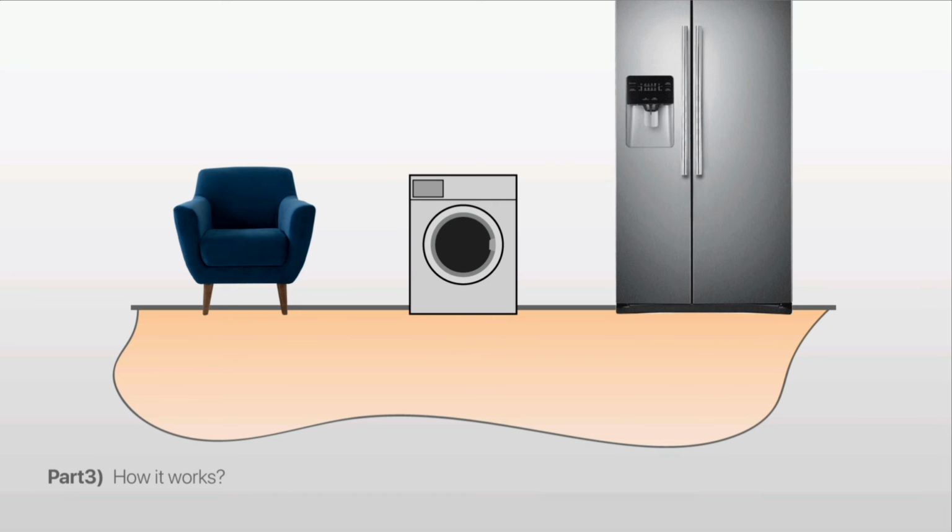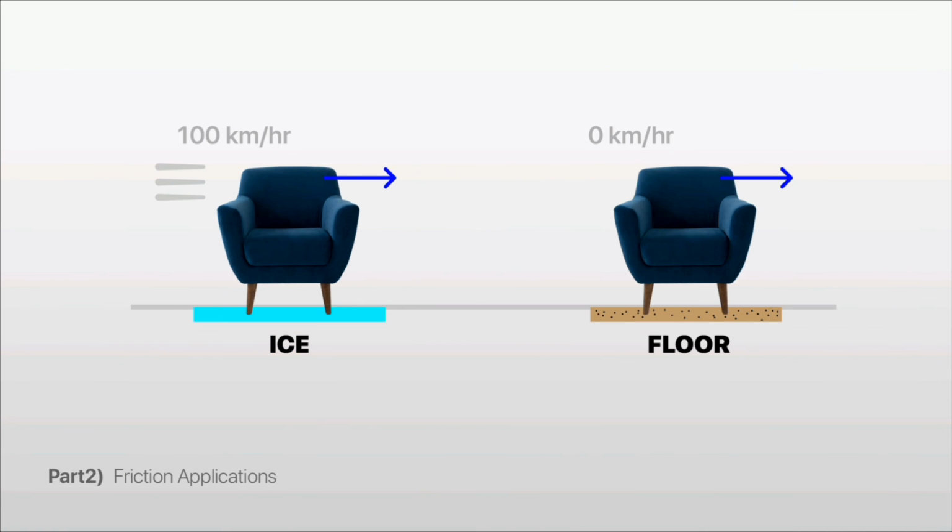As you can guess, friction force depends on two things: smoothness of the surface and weight of the object. It's obvious that it's easier to pull a chair rather than a refrigerator. And it's easier to pull it on ice rather than floor.